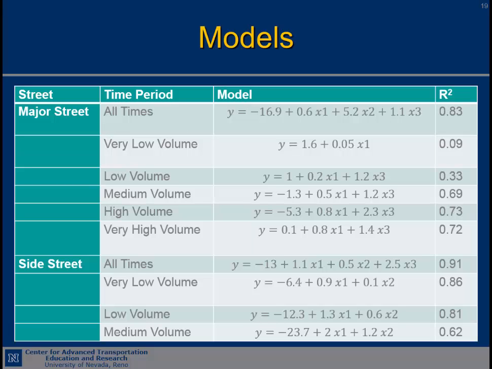Here you can see our models and their accuracy in terms of R squared. You can see that in some models it is very high, and sometimes when the volume is very low, the accuracy is also reduced. For example, here in low volume and very low volume on the major street, you see that R squared is not acceptable. But when volume increases, the accuracy also increases.